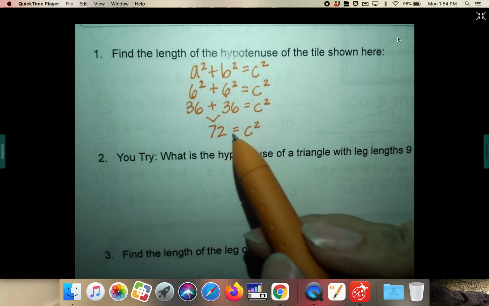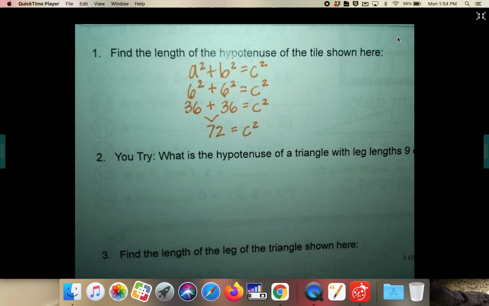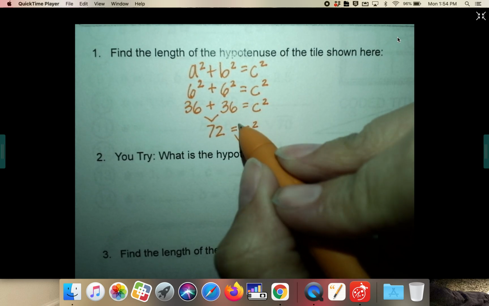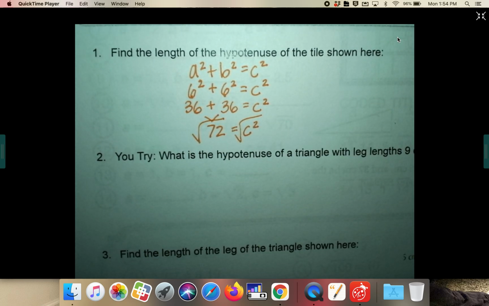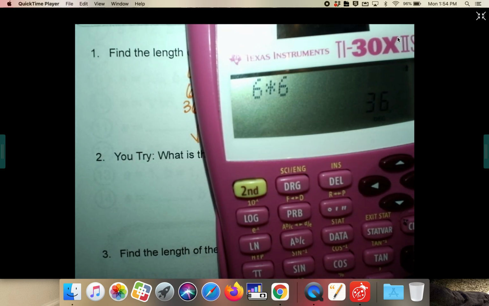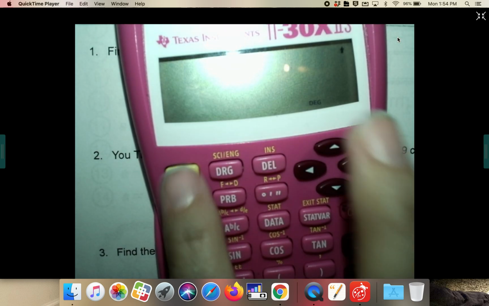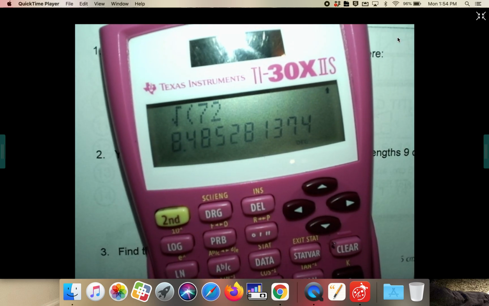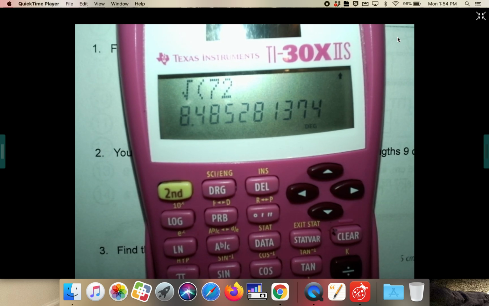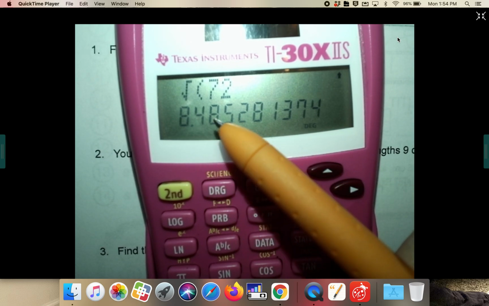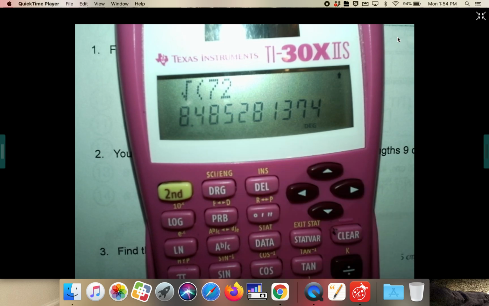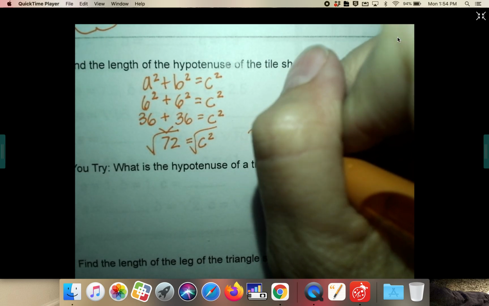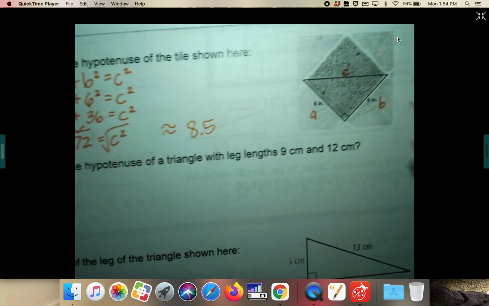So what we need to do is we need to get c by itself. And currently it's being squared. So we're going to do the opposite, which is square root it. And it doesn't come out evenly, so I'm going to get out my calculator. I'm going to do the square root of 72, and that equals an irrational, crazy number. So we're going to round it. I don't think it said, so let's just round to the nearest tenth for our purposes for today. So that would be 8 point, the 8 bumps it up to a 5, so 8.5. We'll call it about 8.5 inches.